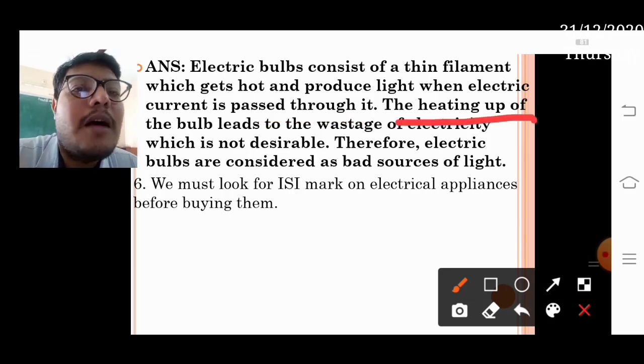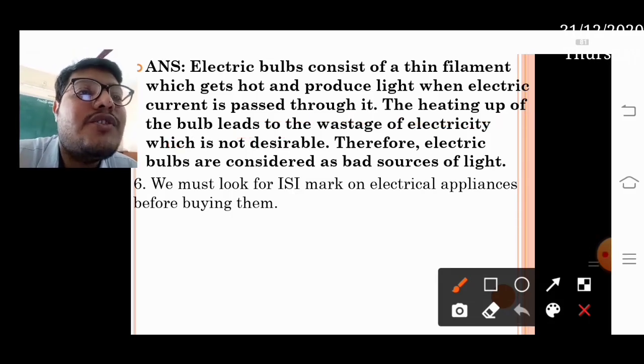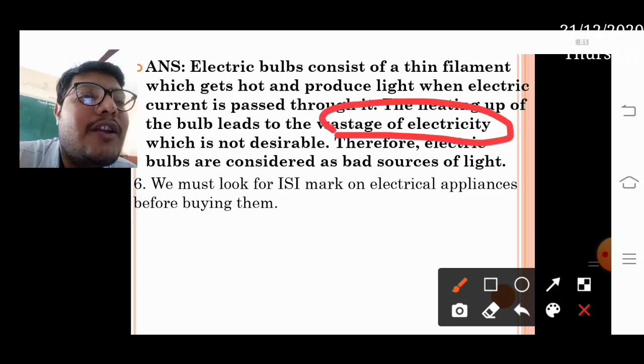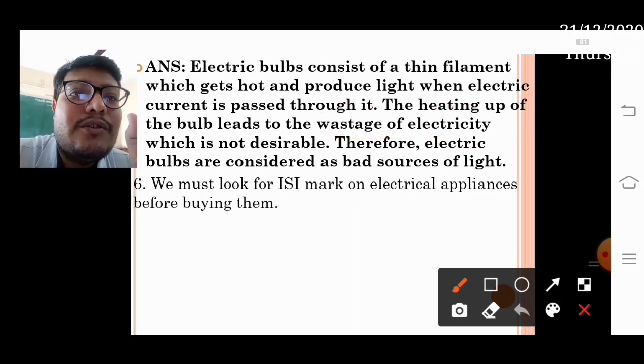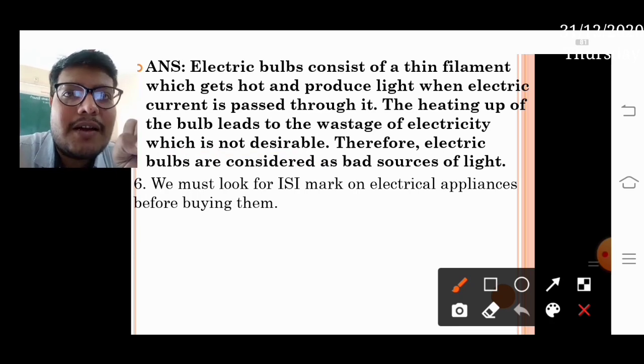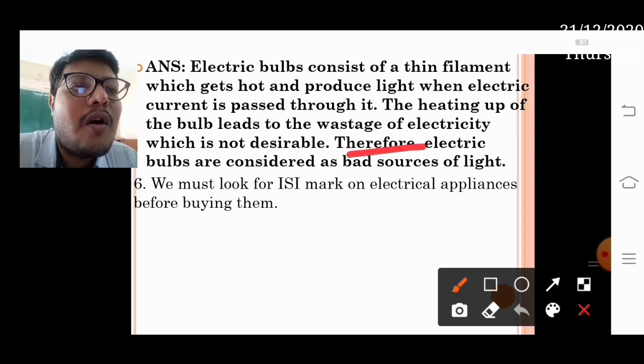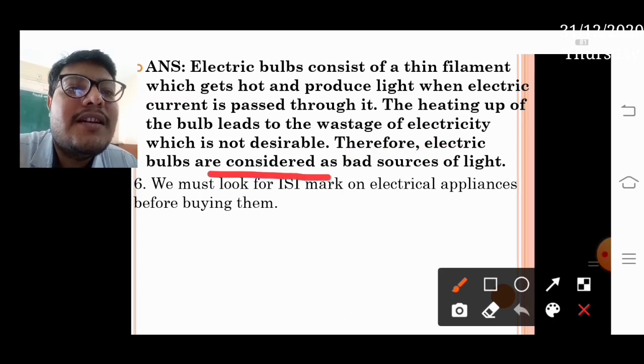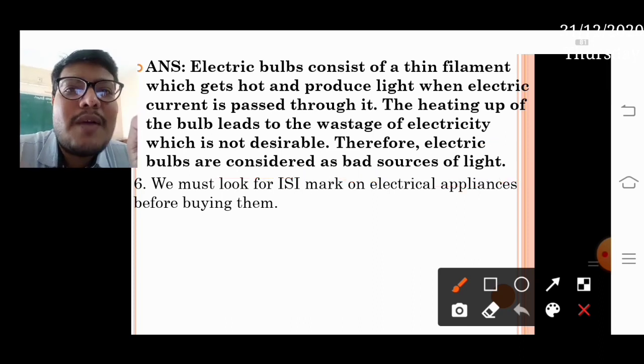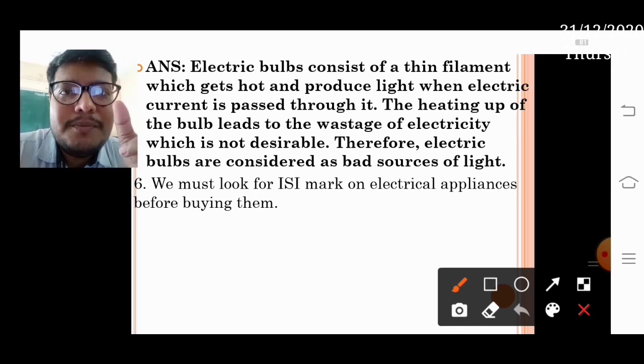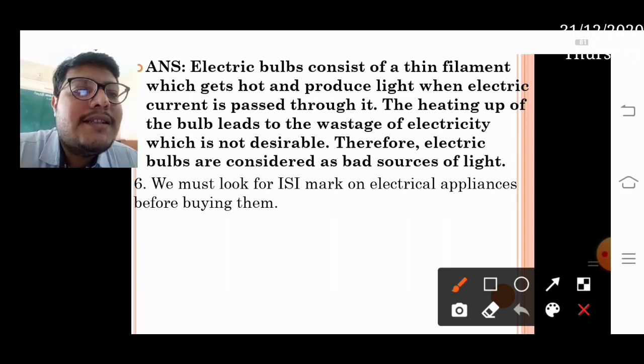So the heating up of the bulb leads to wastage of electricity. Heating of that coil is known as wastage. It is wastage of electricity, which is not desirable. It will consume more electricity, more power, and the light produced is not in that much amount. Therefore electric bulbs are considered a bad source of light, and that is why nowadays most houses are not using bulbs. What are we using? We are using LED lights, LED bulbs. Okay, let's see the next one.